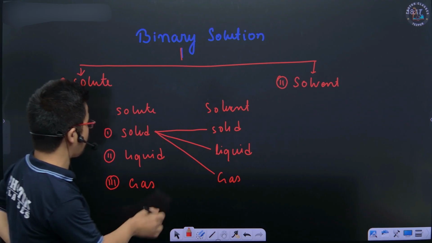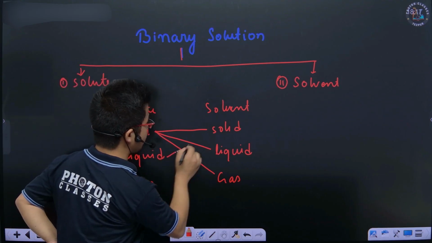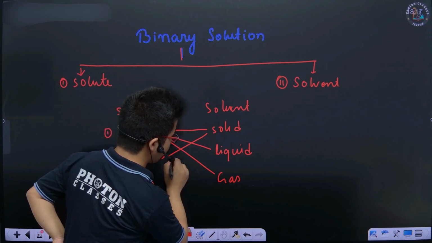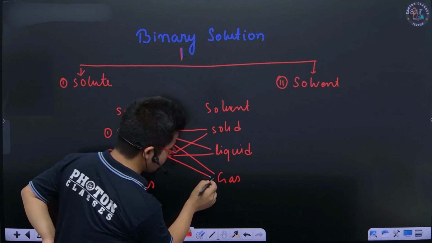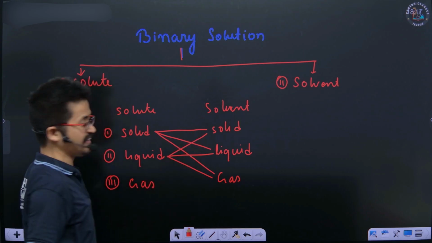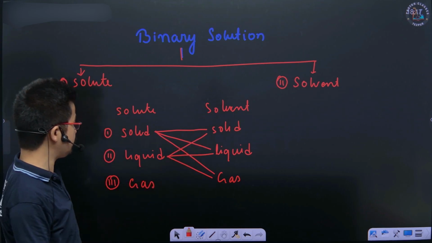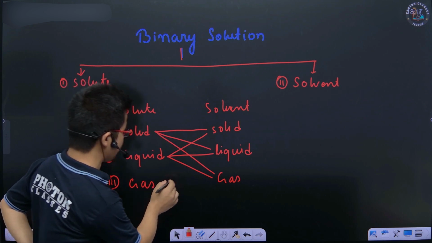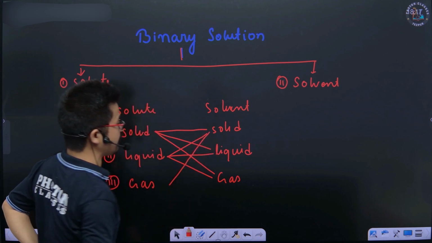Similarly, when the solute is in liquid state, the solvent can be in solid state. Similarly, the solvent can also be in liquid state and also in gas state. So in this way we will be getting the next three types of solution on the basis of physical state. So similarly, when the solute is in gas state, the solvent can be in solid state. Okay.